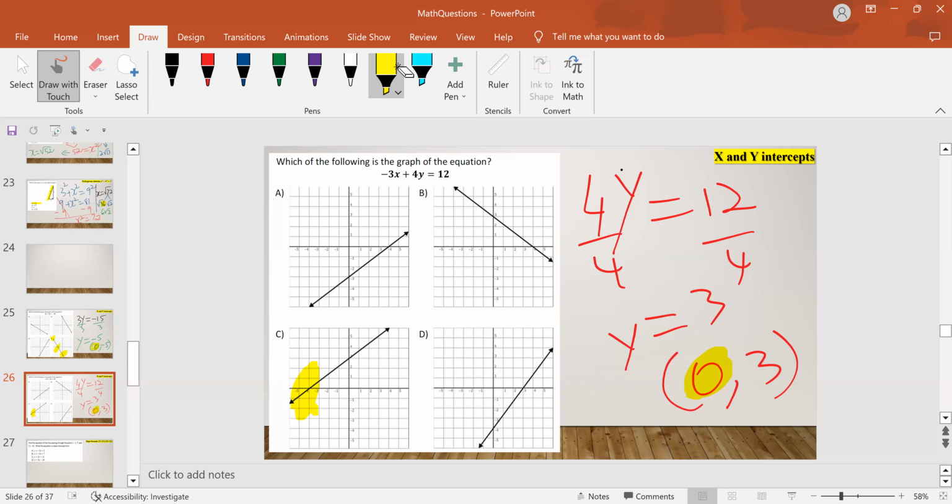Okay, so if we check this, yes, we have this one here. Even here also we have (0, 3), but B cannot be the correct answer. Why? Because in B, we don't have the x-intercept as -3. So the best choice is E. Okay.